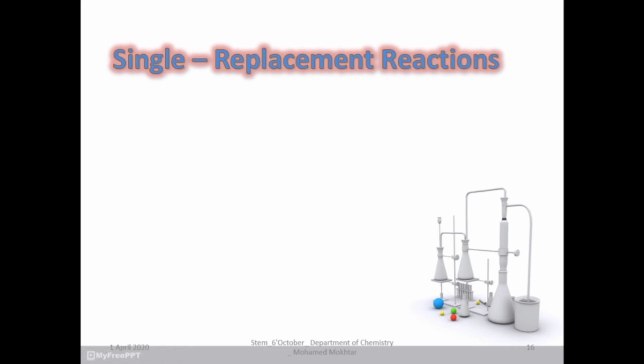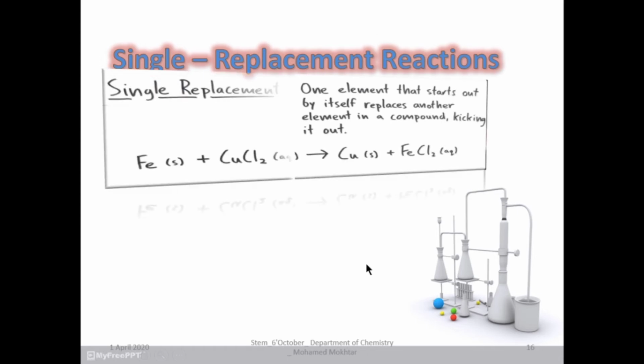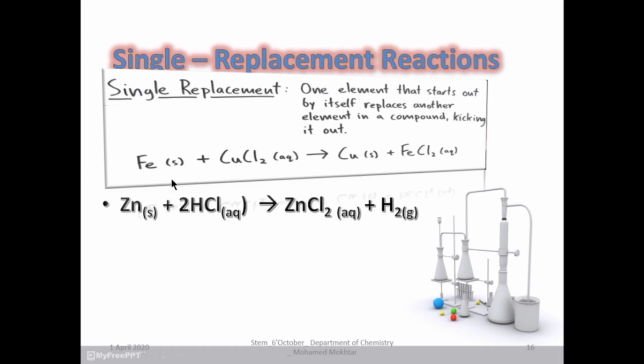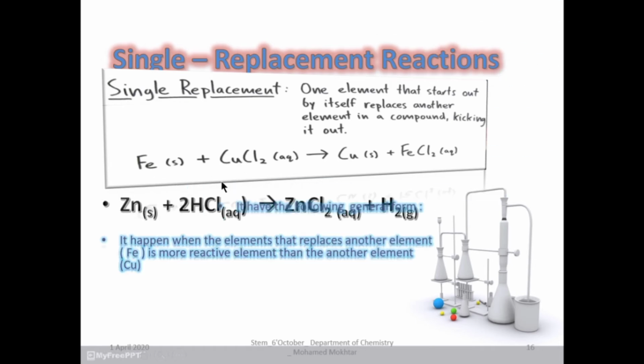This third type is single replacement reaction. In this type of reaction, we can see an active metal replaces a less active metal in compounds like this. Fe can replace the copper in this compound and give us FeCl2 and copper. This is metal replacing metal: an atom of metal replaces an atom of metal.